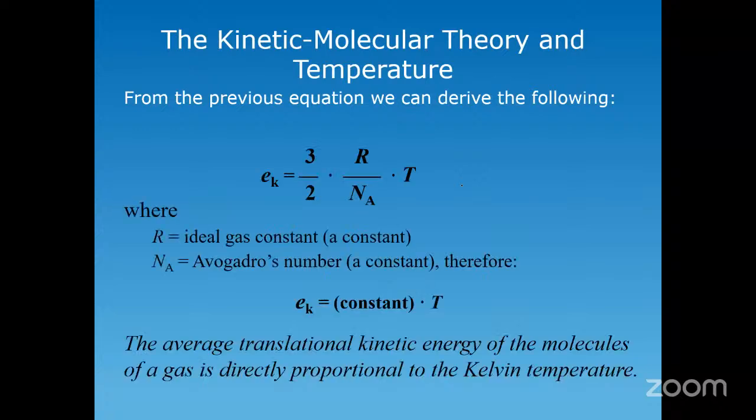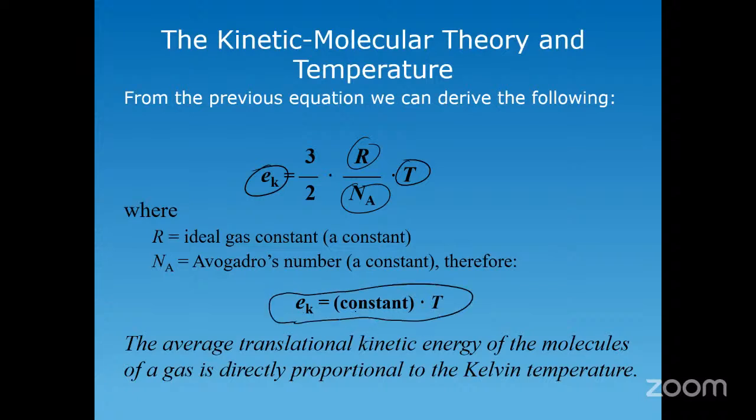Okay, based on that equation, another equation can be derived. And that is this equation right here. Again, this equation you don't need to know or memorize. This equation relates the kinetic energy on average of the gas molecules to the temperature, because 3/2 is a constant, R is the molar gas constant, which you already know, and Na is Avogadro's number, which is also a constant. So basically, we can simplify this equation this way.